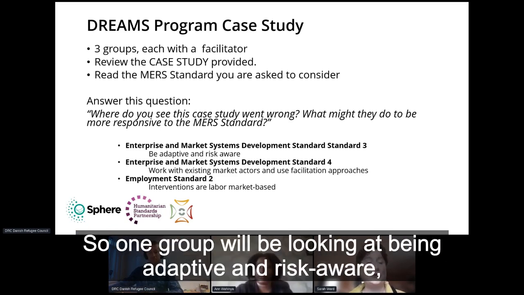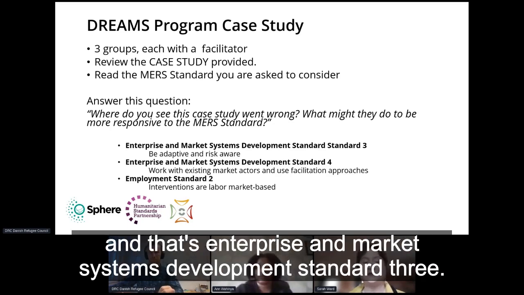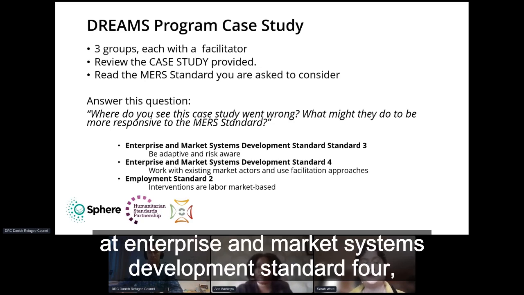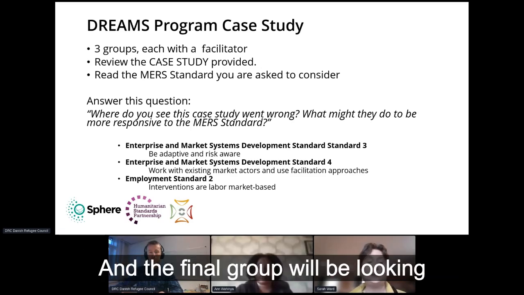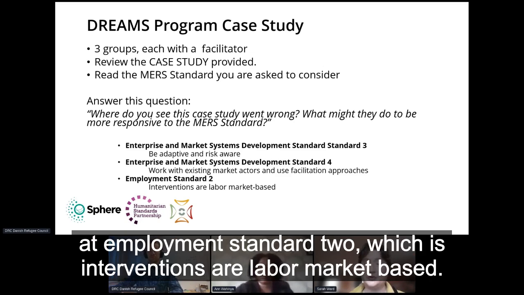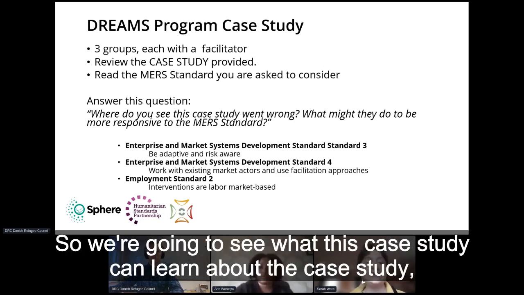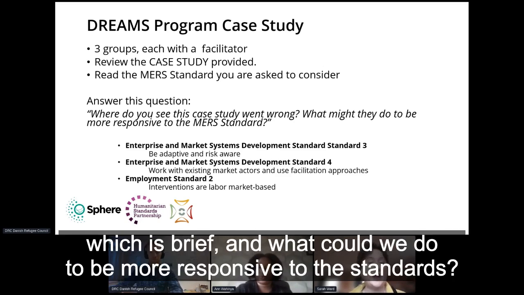So one group will be looking at being adaptive and risk aware, and that's Enterprise and Market Systems Development Standard 3. Another group will be looking at Enterprise and Market Systems Development Standard 4, which is working with existing market actors and using facilitation approaches. And the final group will be looking at Employment Standard 2, which is interventions are labor market based. So we're going to see what we can learn from the case study, which is brief, and what we could do to be more responsive to the standards.